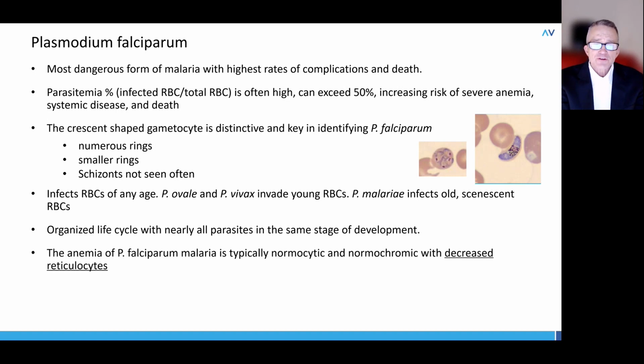The anemia in falciparum is typically normocytic, normochromic, as we're seeing in our patient. However, these patients generally have a decreased reticulocyte count, and our patient does not have that. So it makes you kind of believe, well, maybe the reticulocytosis is due to something else, perhaps the hemoglobinopathy or something else.